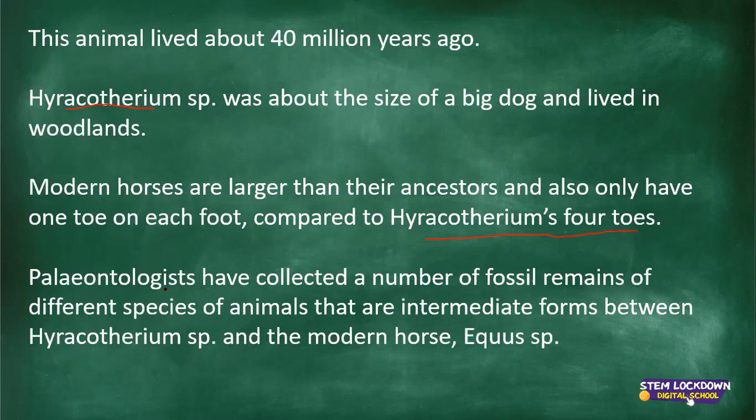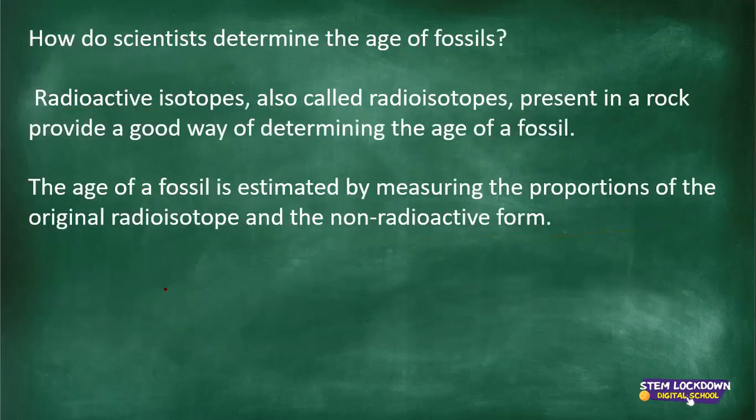Paleontologists have collected a number of fossil remains of different species of animals that are intermediate forms between Hyracotherium species and the modern horse Equus species. So that's the job of paleontologists. They've collected all these different fossil remains and intermediate forms so that they can compare these two species.